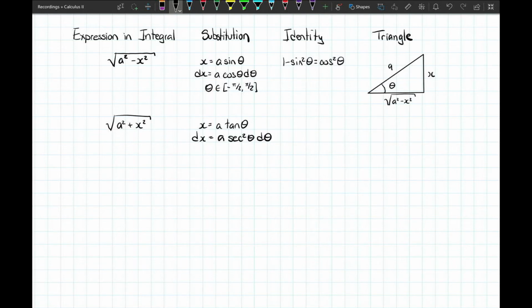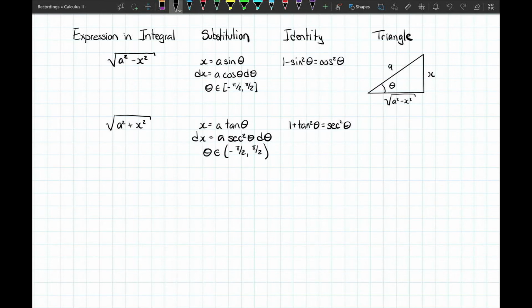That means that dx is going to be secant squared theta d theta. Well, the identity that you're going to be using in this case, by plugging that in and factoring out an a squared, we'll have 1 plus tangent squared theta. And the good news is that that is equal to secant squared theta. Secant squared theta square rooted will equal secant theta whenever theta is in quadrants 1 or 4 again.